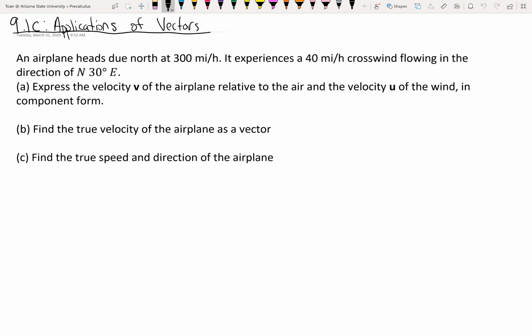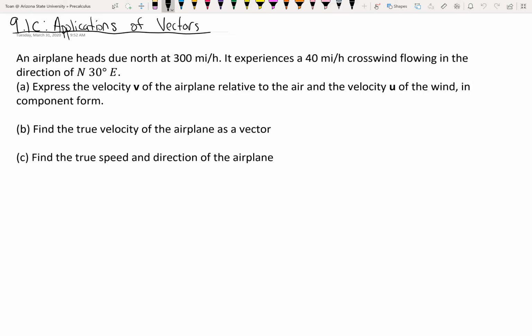Alright, so the last part of 9.1 will be all about the applications of vectors. Basically, a fancy way of saying word problems. You guys should have, by now, after going through 9.1 A and B, all the tools necessary to handle basic vectors. And the idea is simple.